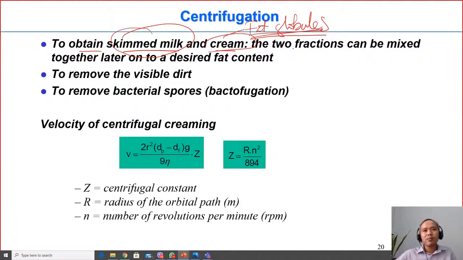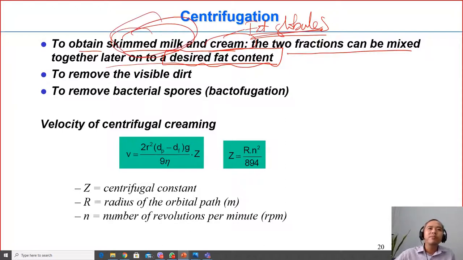The next step after that, the two fractions can be mixed again to have the desired fat content. They separate and then combine again at a certain fat content. If you want to make skim milk, then you just remove the cream and don't combine it back. If you want to make half fat, like 1.5-1.8% of fat, then you mix a certain percent of cream back into skim milk, and so on.